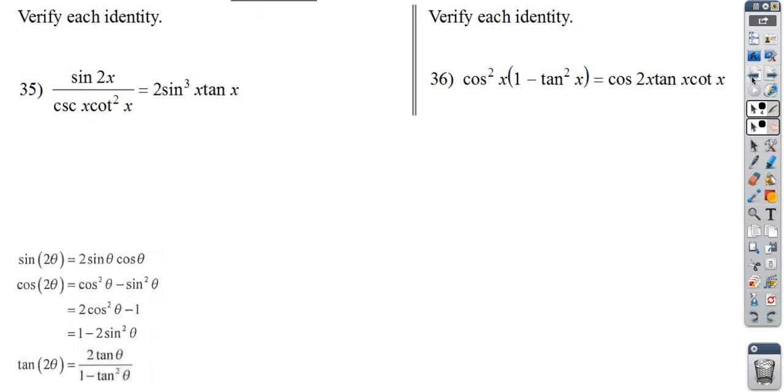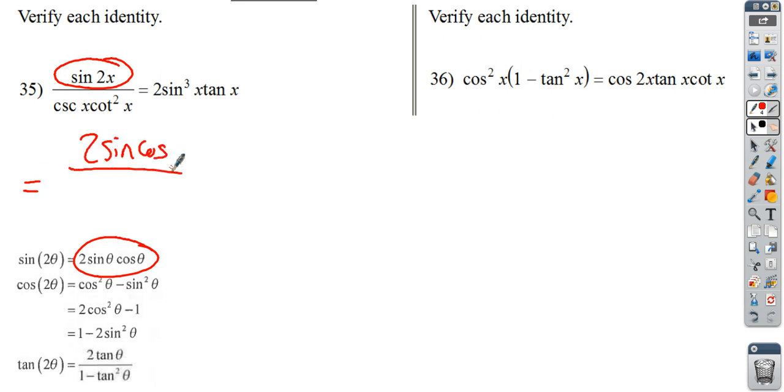Alright, this is the last one. The next one is equations from 13.5. Last couple identities, double angle identities. So, okay, let's take a look at this one. So we have sine of 2x, and here's the identity for sine of 2x. It's kind of nice because we don't have to decide really. We can just immediately plug it in. So sine of 2x is 2 sine cosine, and the bottom is this thing, cosec times cotan squared.